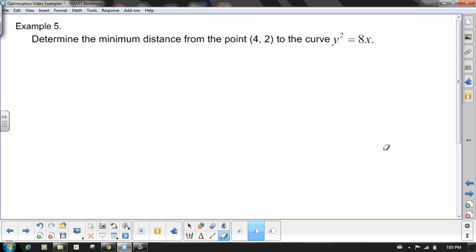Okay, so today I'm going to work through the example: determine the minimum distance from the point (4, 2) to the curve y squared equals 8x. As soon as I see the word minimum, I know I'm going to have to take the first derivative of an equation that represents the distance.